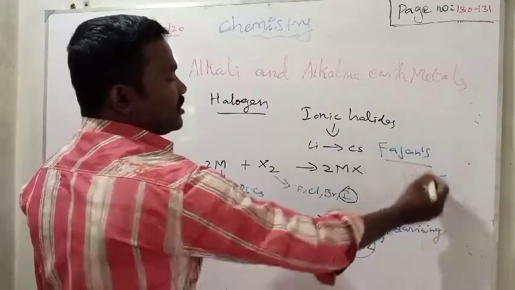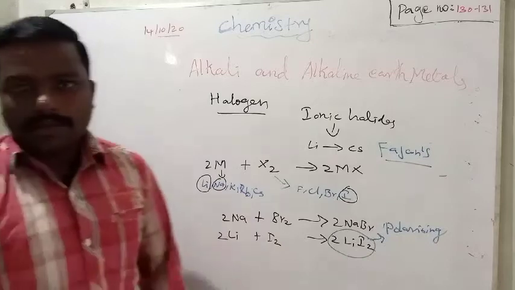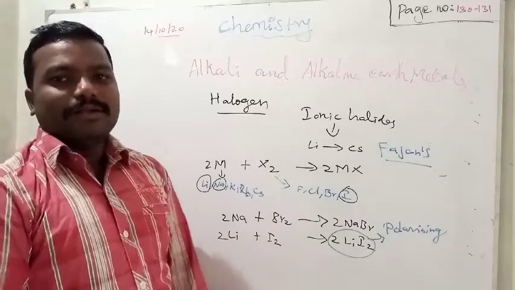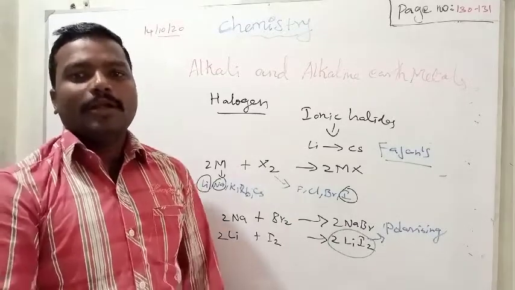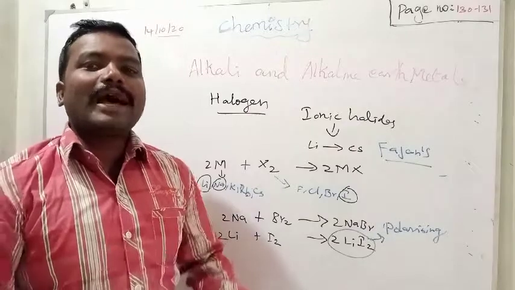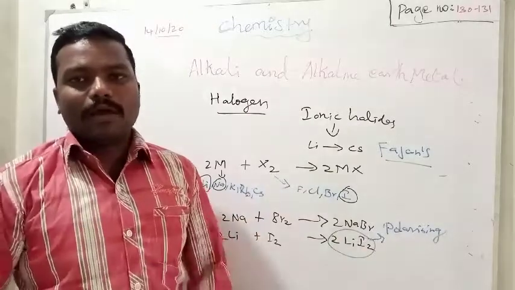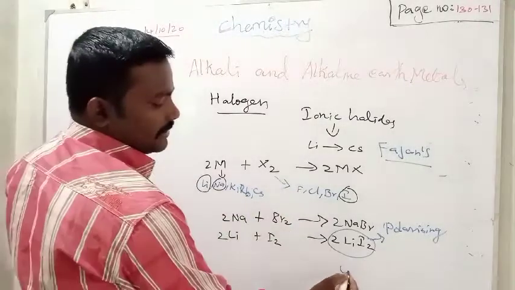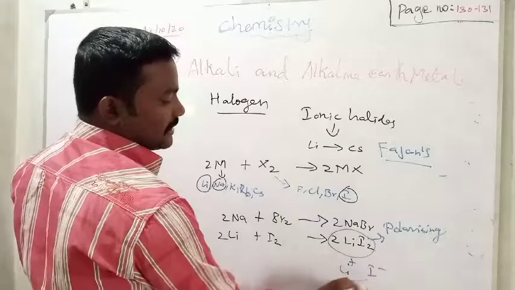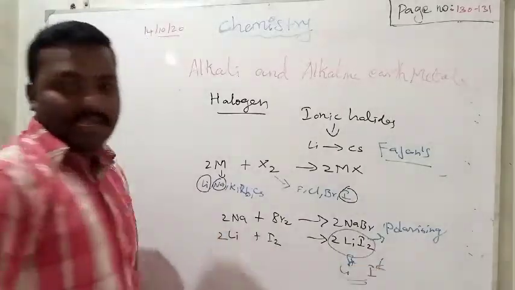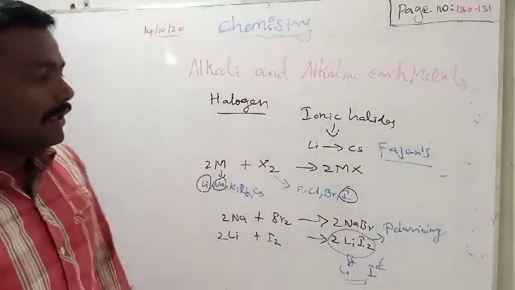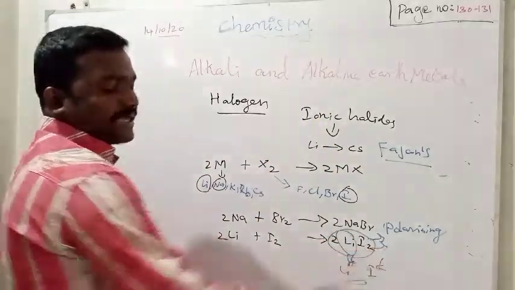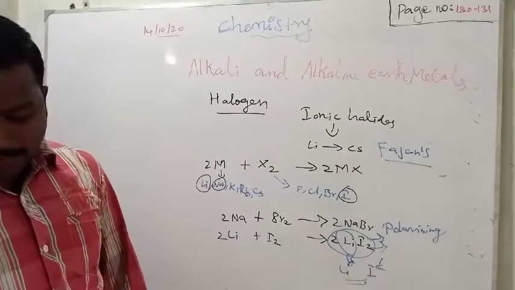What is that? Fajan's rule. Whenever an ionic compound is formed with a smaller cation and a larger anion, it will have more polarizing power, or it will easily ionize into ions, like lithium plus and iodine minus. It will get the polarizability, high polar in nature. What's the reason? Small cation, large anion. Okay, this is very important.